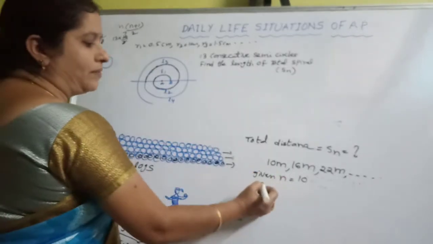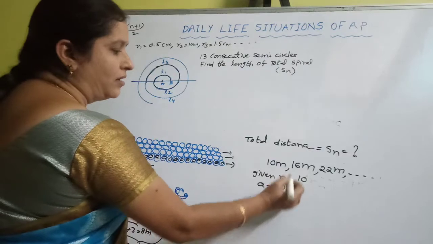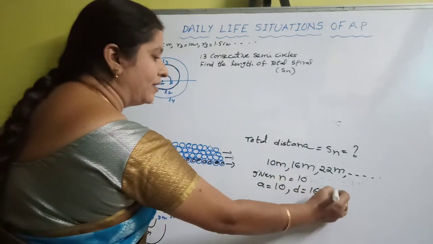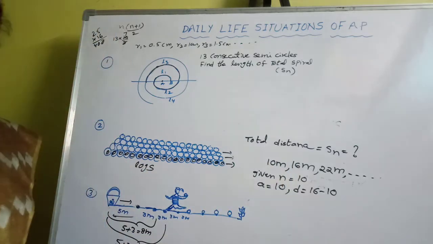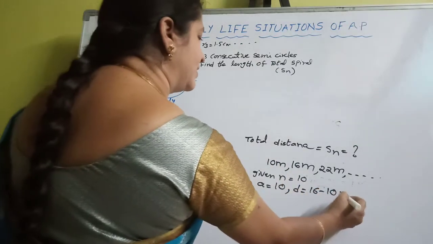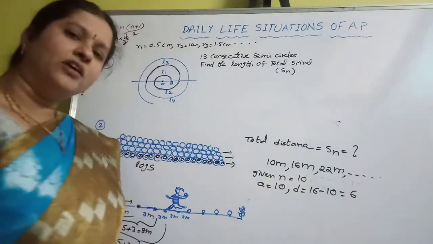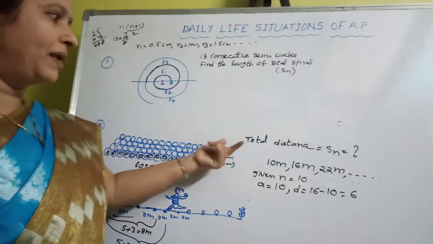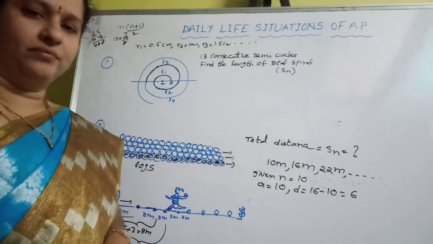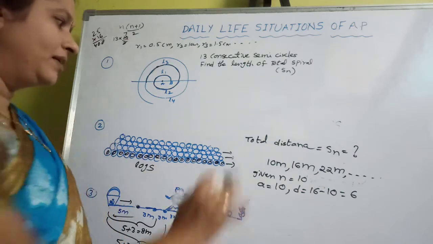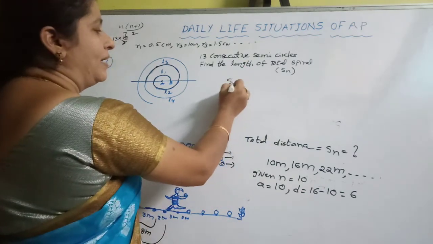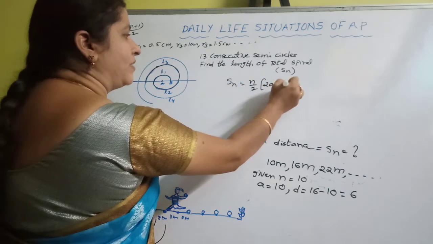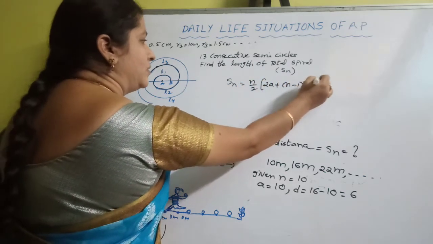So here the first term a equal to 10. What is the common difference? d equal to 16 minus 10, that is a2 minus a1, which is 6. First you have to observe whether the series is in AP or not. Then only you can apply the AP formula. The sum of n terms in AP formula is Sn equal to n by 2 into (2a plus (n minus 1) into d). So this is the formula.